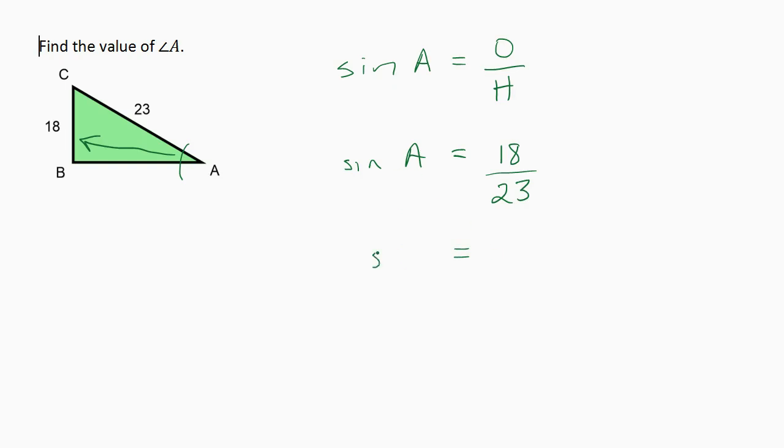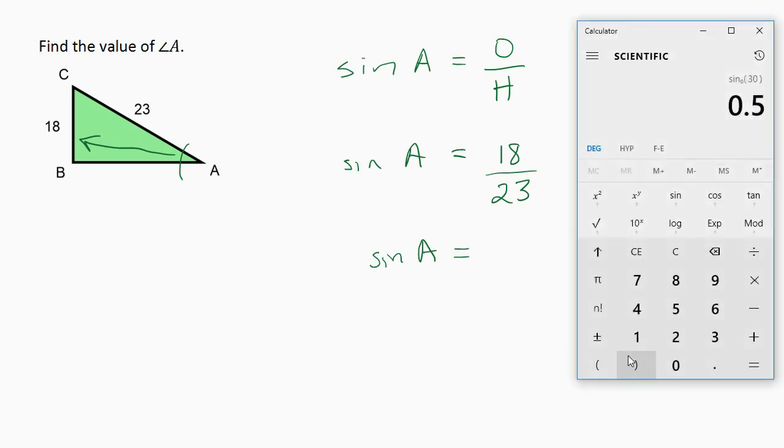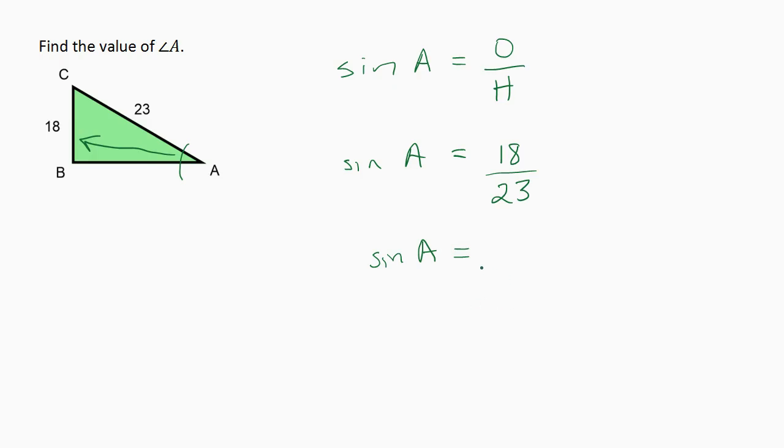Okay, so we know that sine of our angle is equal to 18 divided by 23. What is that? Well, 18 divided by 23 is equal to 0.78260, etc. Again, we're going to use 4 decimal places here, and since right after the 6 is a 0, we can just leave that as a 6. So 0.7826. That's 18 divided by 23.